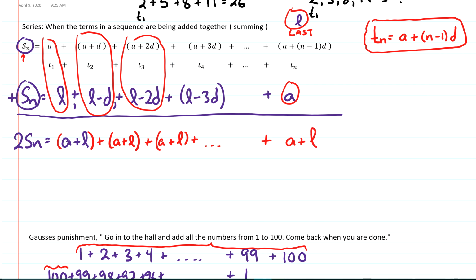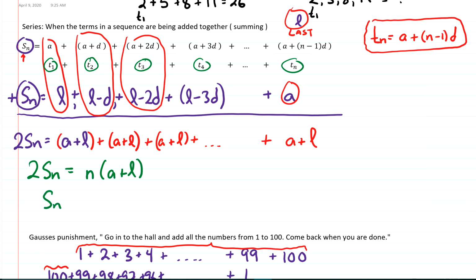So what we're going to get is 2 Sn, so the sum of the series twice, kind of what Gauss did, and that would be equal to A plus L. But look at all the A plus L's you'd have. You'd have 1, 2, 3, 4, all the way up to n. So multiply this by however many terms there are in the pattern. And so the sum of the n terms here would be n divided by 2, A plus L.